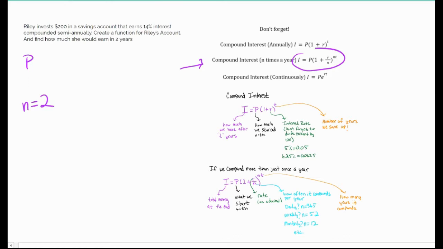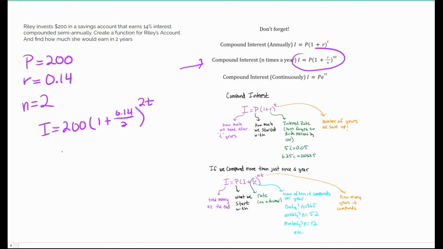Now, my P, my principal, the amount that we start with, is 200. My rate is 14%, which, don't forget, percent means per 100. So we move that decimal twice to the left. And now we can create our equation. So we have I equals 200 times (1 plus 0.14 over 2) to the power of 2t.